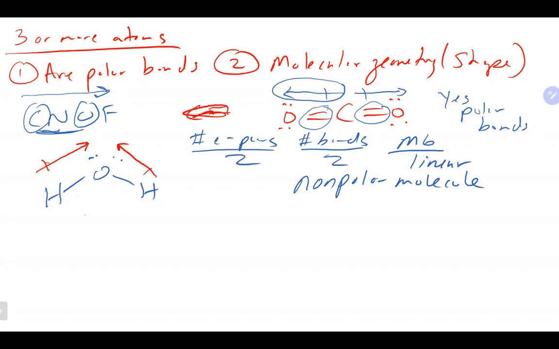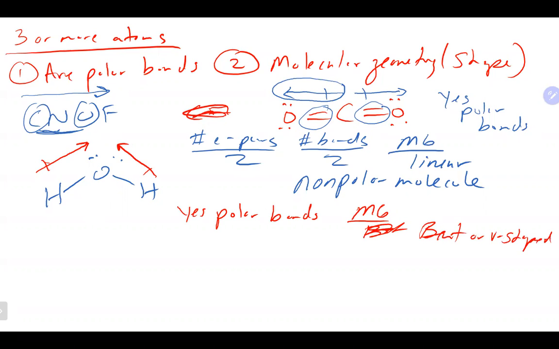So once again here, water does have polar bonds. What is the geometry of water? We just did it. The molecular geometry here is going to be bent or V-shaped. It has 4 electron pairs and 2 bonds around the oxygen. So that is 4 electron pairs and 2 bonds.